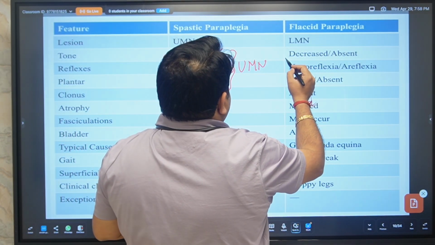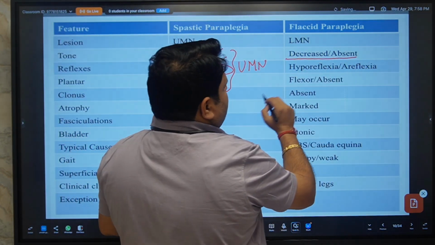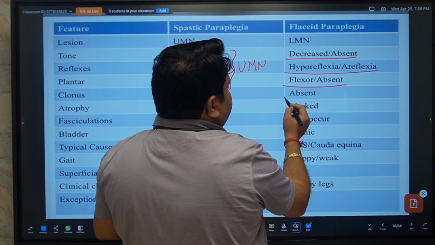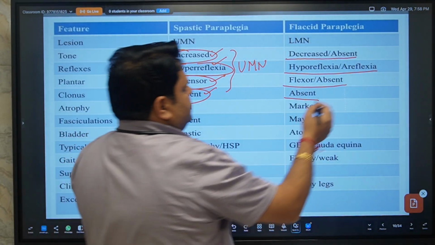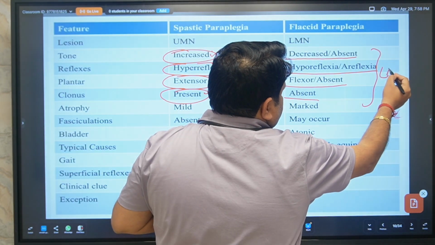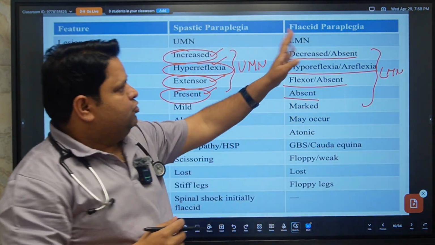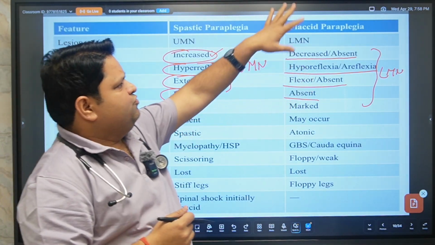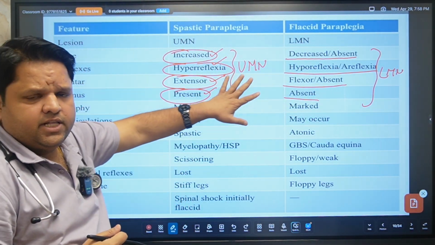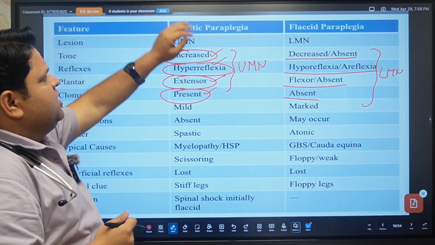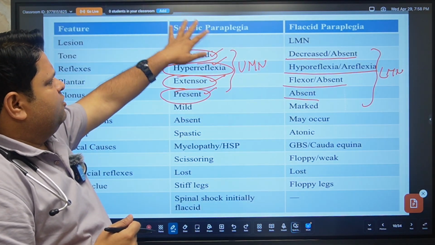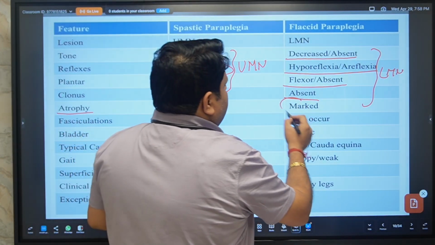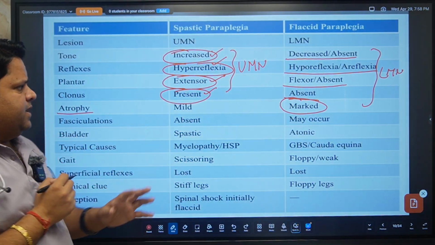In flaccid paraplegia, there is decreased or absent tone, hyporeflexia or areflexia, plantar flexor or absent, and clonus is absent. So we get the LMN type of features. If there is a neuropathy, myopathy, anterior horn cell disease, root, plexus, we get the LMN sign. If there is a lesion in the spinal cord or the brain or brainstem, we get the UMN type of sign and the spastic paraplegia. Atrophy is usually seen in the LMN type of lesion seen in flaccid paralysis.